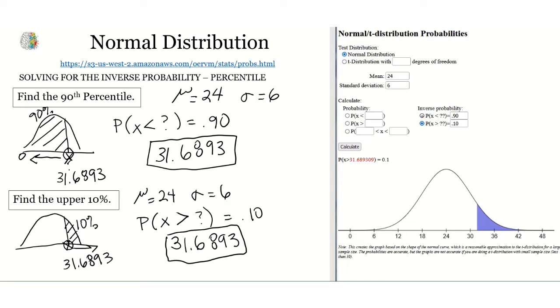And you'll notice that if I hit calculate, the numbers are going to be exactly the same. If I switch to the 90th percentile, it's going to be shaded on the left. If I go to find the upper 10%, it's going to be shaded on the right. But that X value it's rotating on is exactly the same. So you want to pay attention to how your questions are worded.